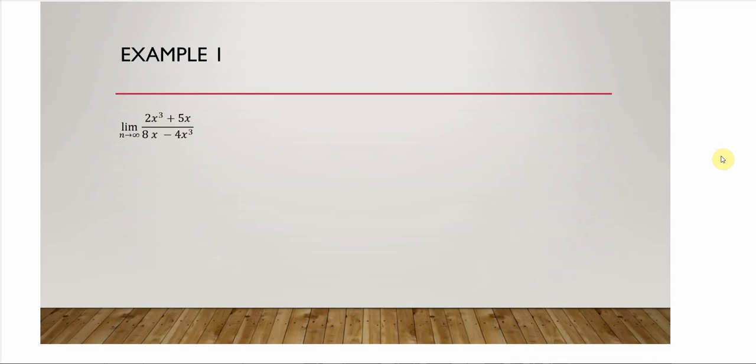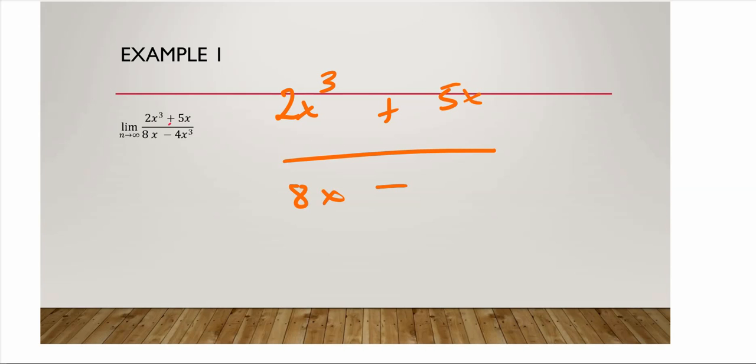So let's go ahead and look at an example here. I have a function, a problem here, so I have to keep the previous slide in mind. I'm going to take the 2x cubed plus 5x, divided by 8x minus 4x cubed. What I'm going to do is find the x with the biggest power in the numerator and denominator. And what do I have here? I have a 3 here, I have a 1 here, I have a 3 here, and I have a 1 here. So what's the biggest value? I have 3. So then I'm going to divide everything by x cubed.